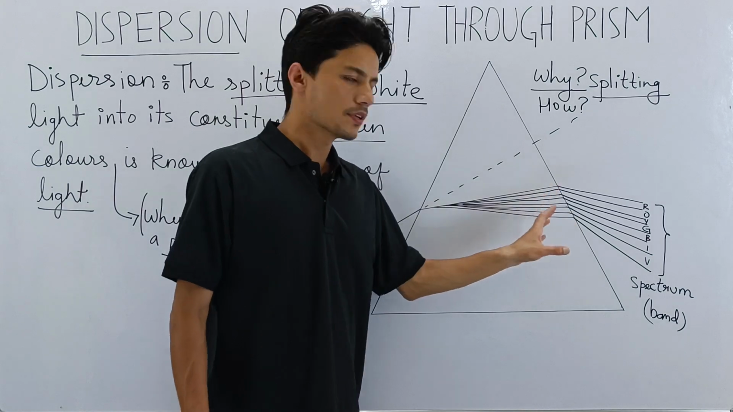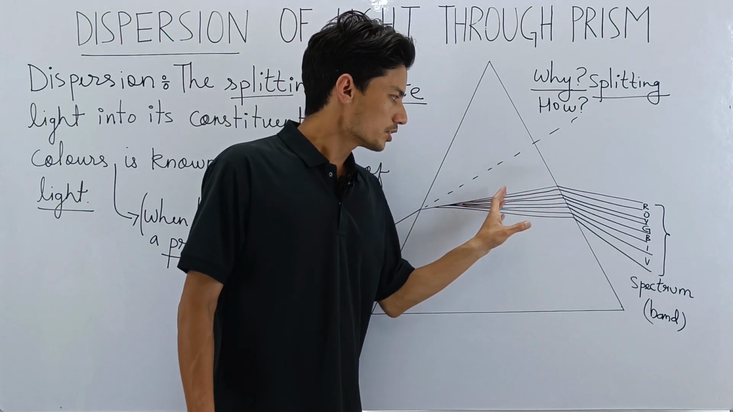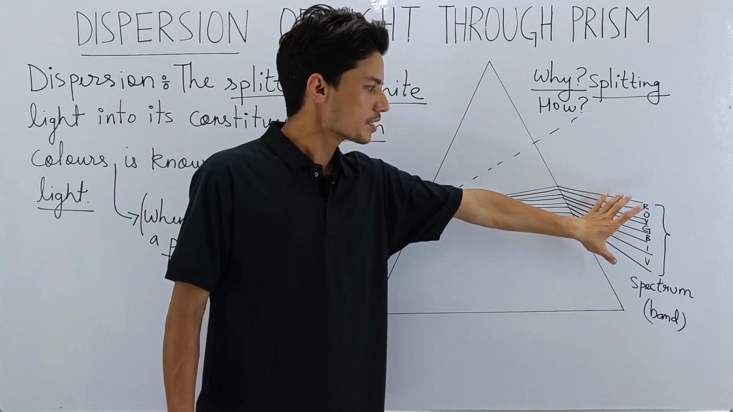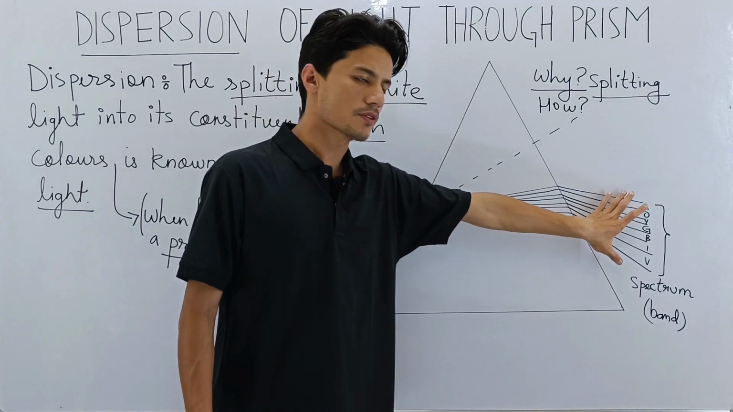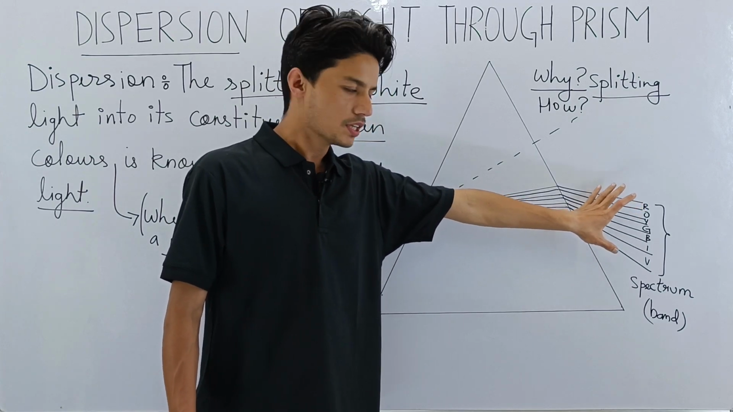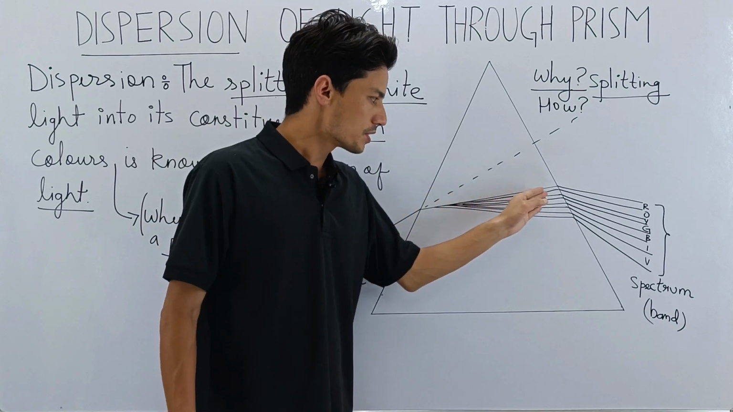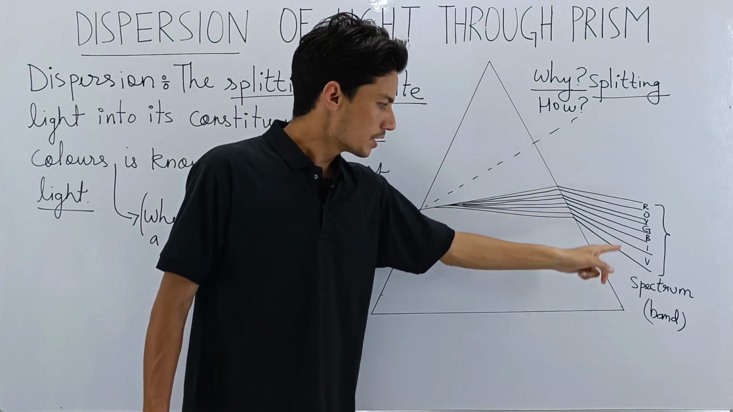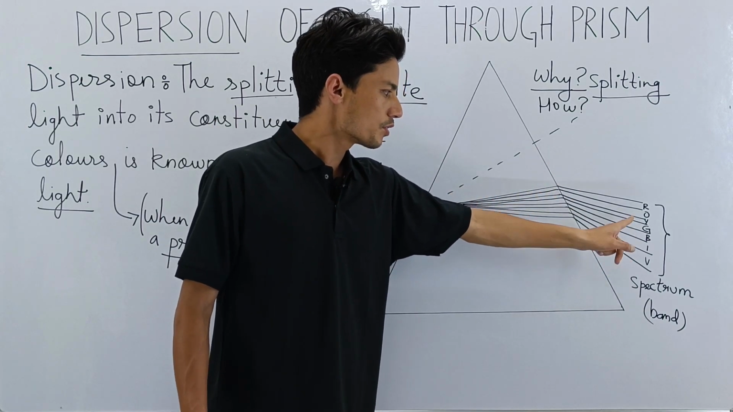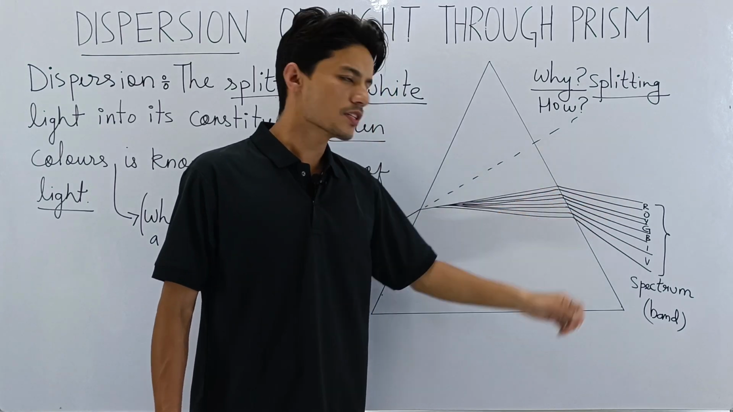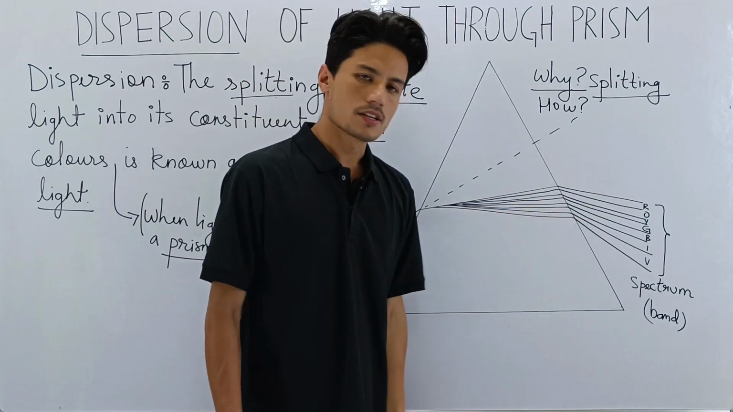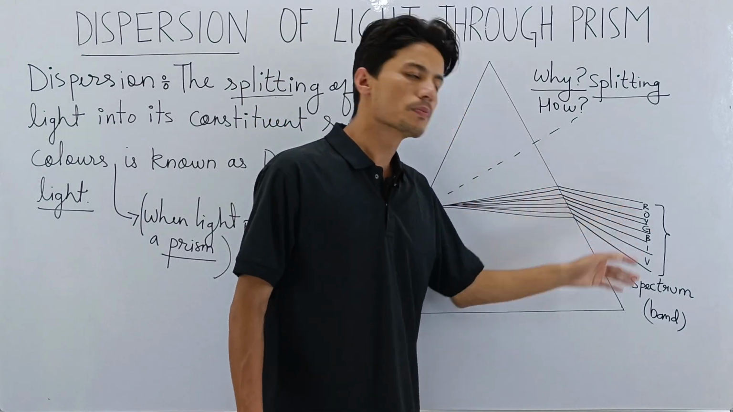If all of them travel with the same speed, then we will not be seeing this wavelength, we will not be seeing this spectrum. But it is not so. These 7 colors, when they pass through this prism, violet has a different speed, indigo has a different speed, blue a different speed, green, yellow, orange, red, they all have their different speed, and because of which we are able to split them.